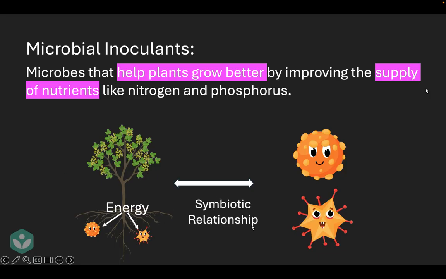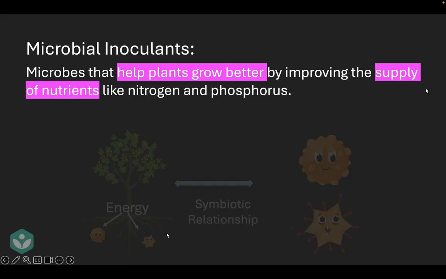Two examples of bacteria that do this kind of job are Rhizobium and Azotobacter. Now, they work with different plants. We don't need to get into details, but these provide nitrogen to the plants and trees. Now, you may be wondering, how do we apply this bacteria onto the roots? There are a few methods.